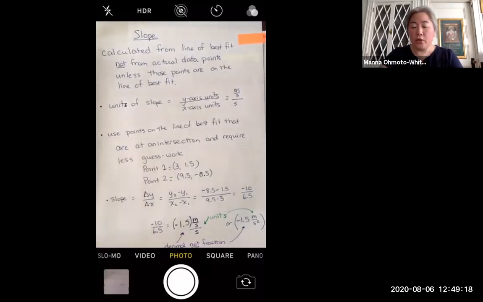So we are going to now look at how to calculate the slope of a line, and all of the slopes will be from lines of best fit, not from the actual data points unless the points are actually on the line of best fit. So once you have drawn your line of best fit, you don't worry about the data points that you've collected, you've already put them on the graph.